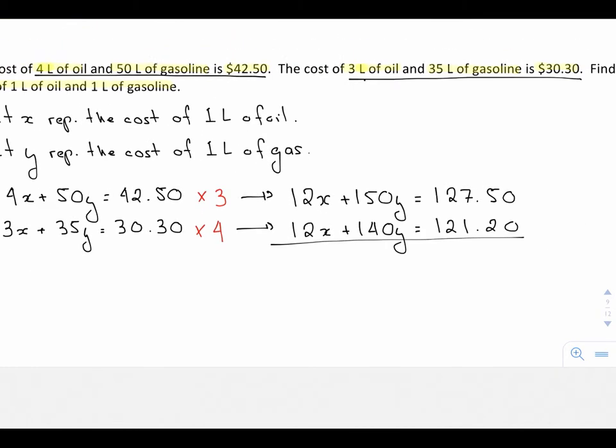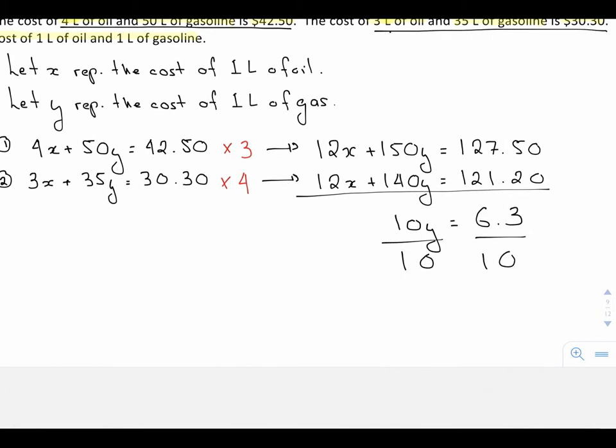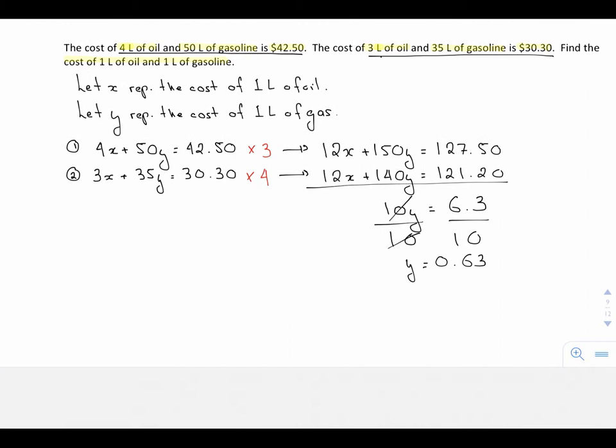To eliminate the x variable, notice that the 12x's match up. I want to subtract the equations. That way I eliminate the x, and I'm left with 10y equals 6.3. Divide both sides by 10. This cancels, and I'm left with y equal to 0.63. In other words, 63 cents for a liter of gas.